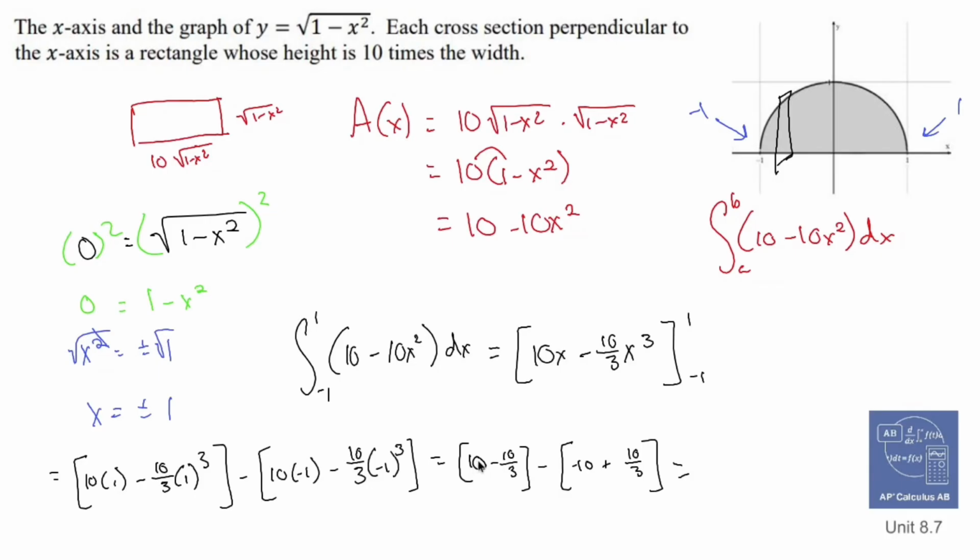Okay. If I pretend that 10 is 30 thirds, then I get 20 thirds minus, and if I pretend that this is 30 thirds, then I get negative 20 thirds. And again, these are going to be the same because they're the same area underneath. So that's going to give me 40 thirds. So kind of a strange problem, but I liked it.